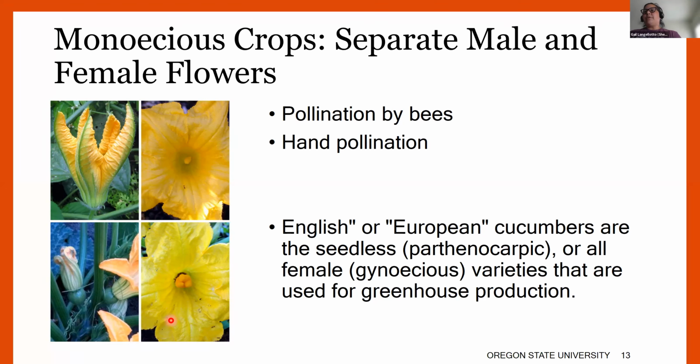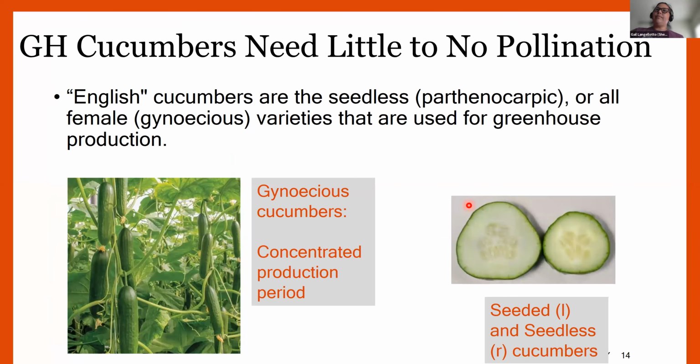So greenhouse cucumbers, sometimes called English cucumbers, tend to either be the seedless varieties, known as parthenocarpic varieties, or they're gynoecious varieties where only female flowers are the majority of the cucumber plants that are planted for greenhouse production. Just a note, here we have a photo of gynoecious cucumbers, cucumbers where the vast majority of the plugs that are installed in the system are female flowering plants.